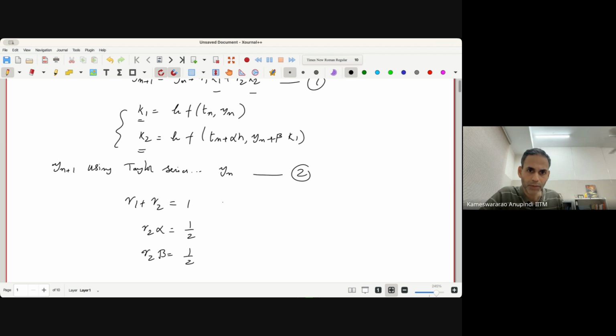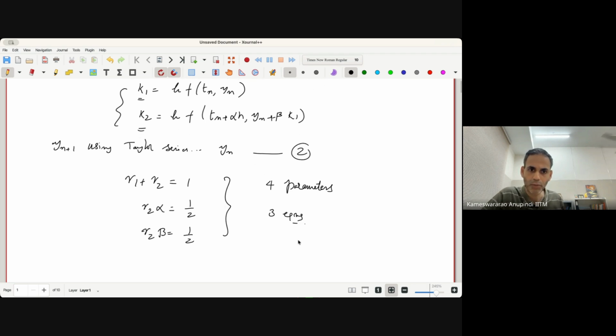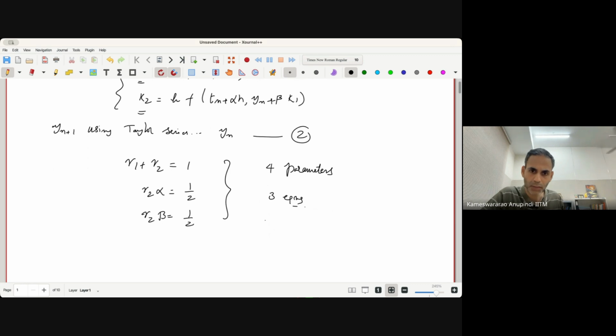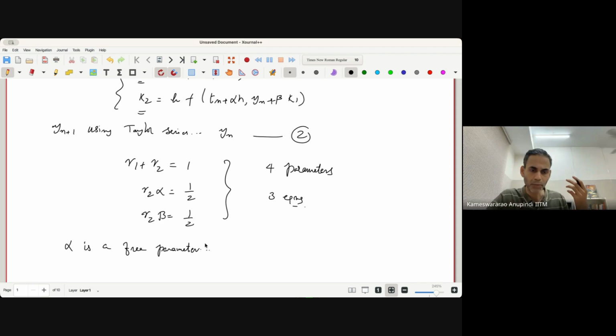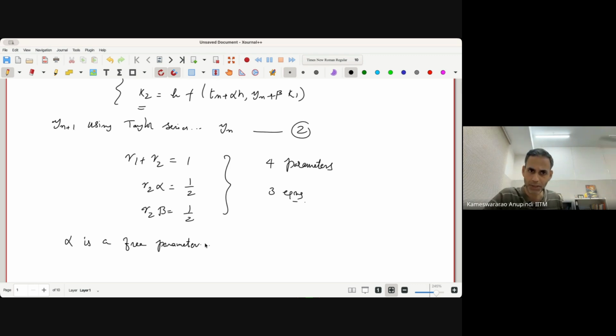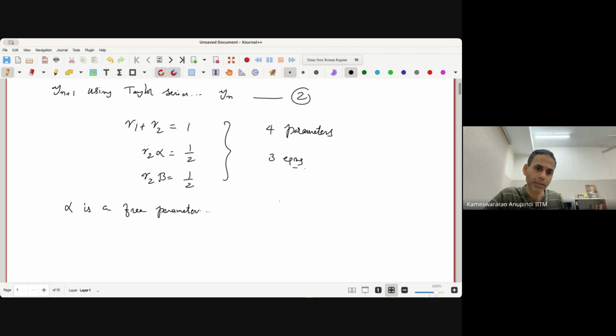So we had 4 parameters, but we were able to obtain only 3 equations, right? So we can say that one of them is a free parameter. We can say alpha is a free parameter. That means we're going to set the value of alpha, and then express the other values, beta, gamma 1, gamma 2, in terms of alpha. So the moment we change the value of alpha, all these 3 will change.